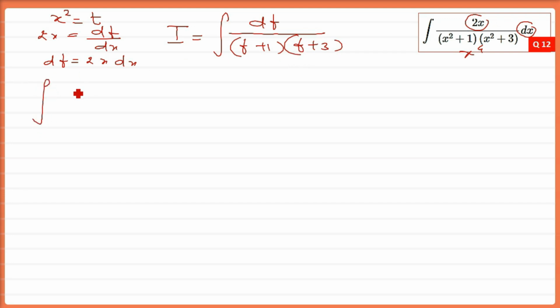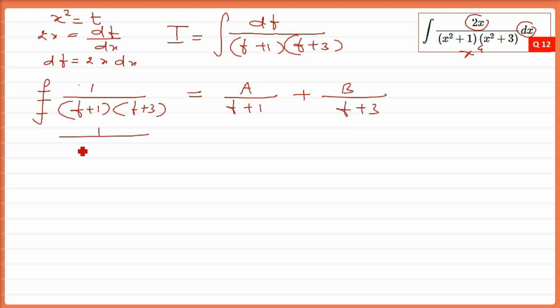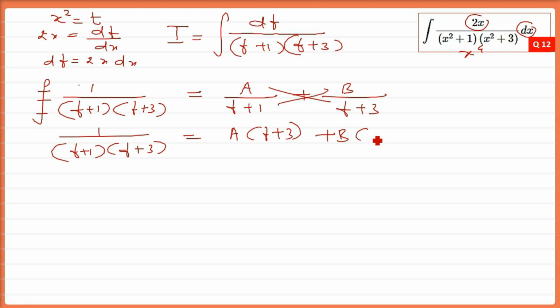Right now we are not integrating. We are just trying to form partial fractions out of 1 by (t plus 1) multiplied by (t plus 3) in the denominator. So this will be equal to a divided by (t plus 1) and then b divided by (t plus 3). So this is 1 by (t plus 1) into (t plus 3), which equals, cross multiplying, a with (t plus 3) and b with (t plus 1), and the denominator will give you (t plus 1) into (t plus 3). The denominator gets cancelled. So this is equation number 1.